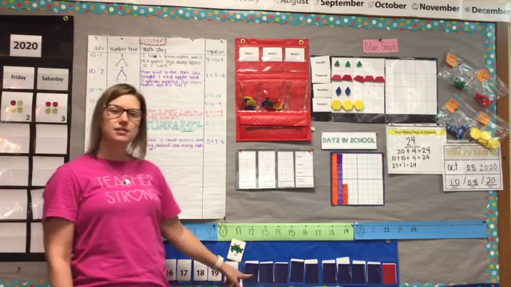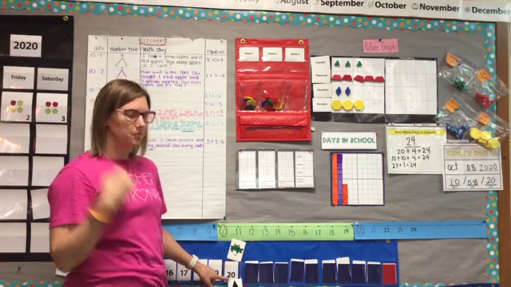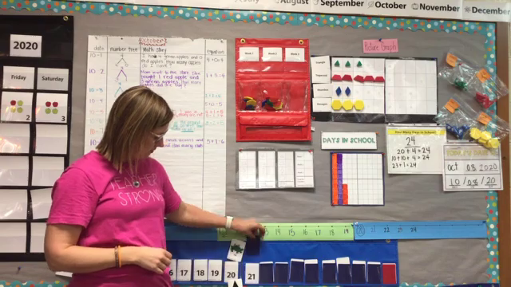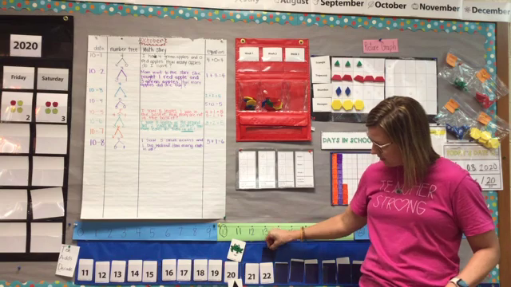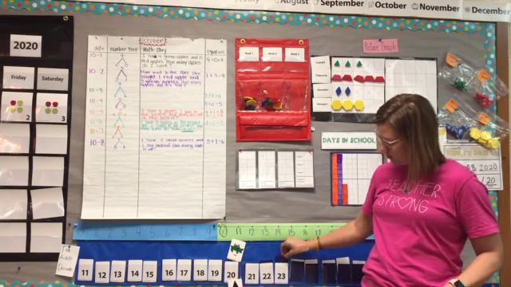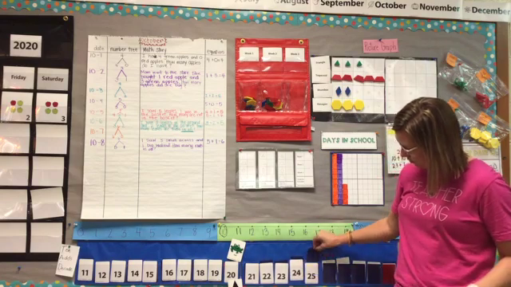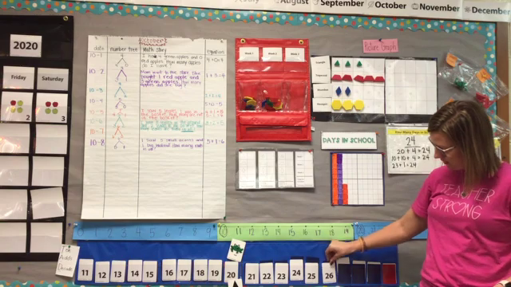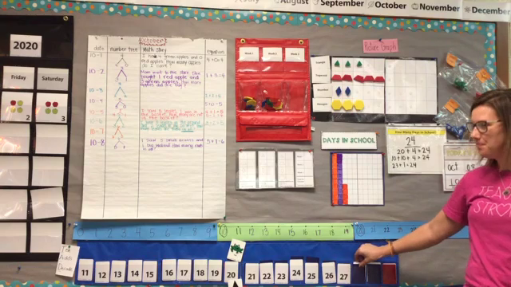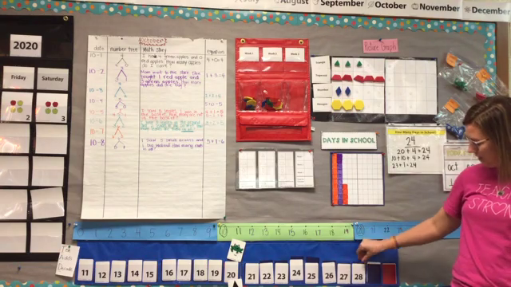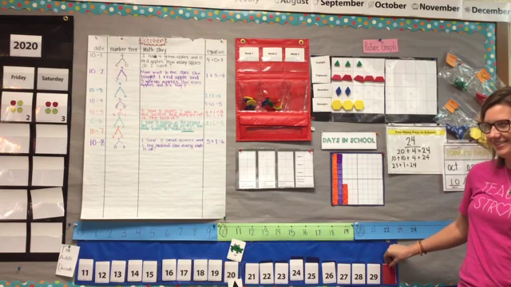Let's come up here and let's start with this number. What comes after 20? 21, 22, 23, 24, 25, 26, 27, 28, 29. I'm going to stop there.